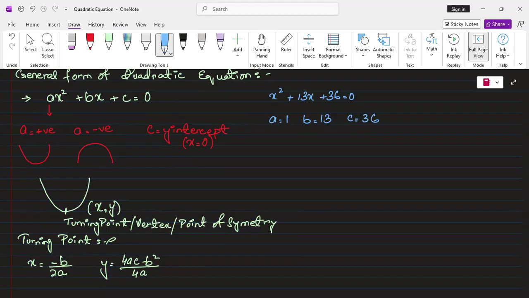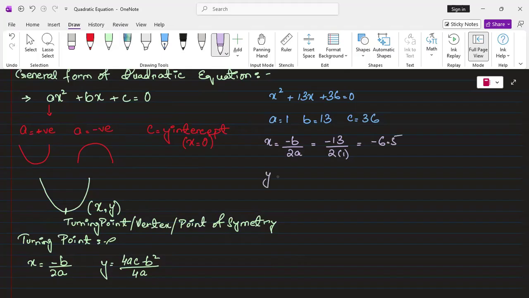Now, if a question asks you to find the coordinates of the turning point of the given equation, x square plus 13x plus 36 is equal to 0, you can simply find the x coordinate by the formula minus b upon 2a, right? In this case, b is 13, so minus b would be minus 13, and 2a is simply 2. So we'll end up with negative 6.5 as the x coordinate, right?